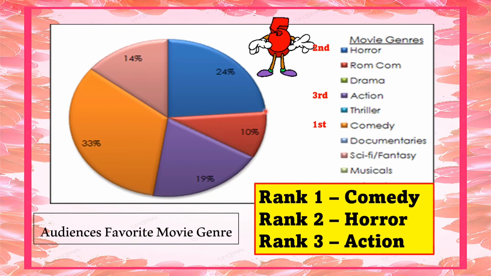And for the last number, number 5, based on the percentages given in picture number 2, the audience's favorite movies with the highest percentages are rank 1, comedy, the orange part, 33%. Rank 2 is horror, the blue one, 24%. And rank 3 is action, the purple one, third.